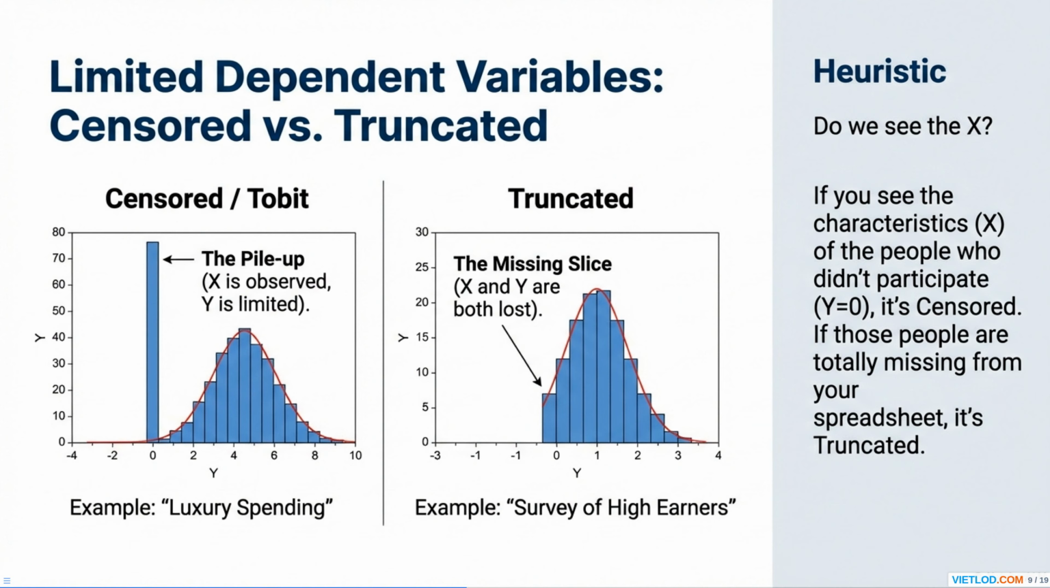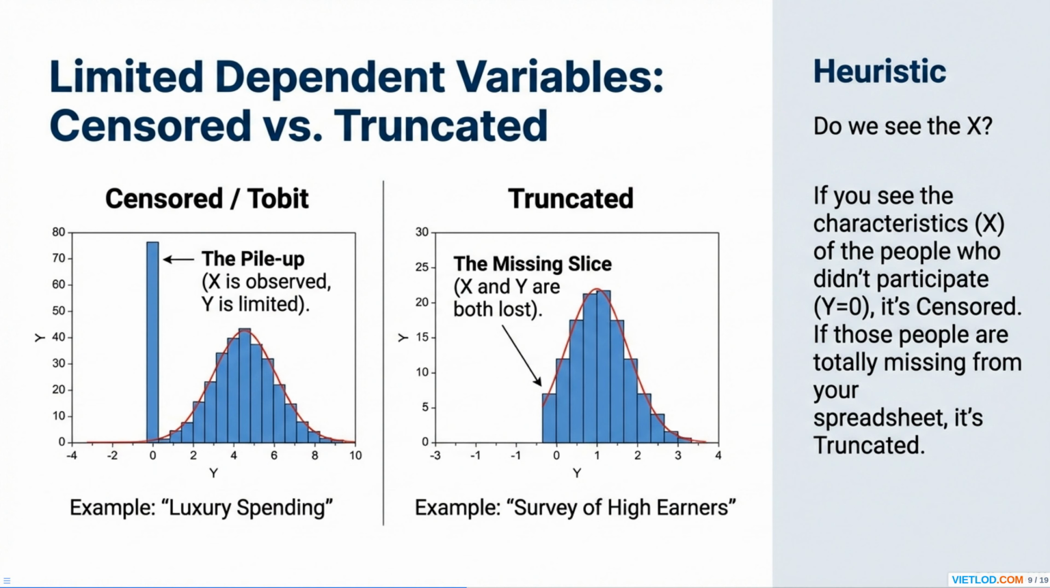We now turn to understanding limited dependent variables, and it's crucial to distinguish between censored and truncated data. With censored data, we observe the independent variables, or x, for all individuals. However, the dependent variable, y, is limited or constrained for some, often resulting in a noticeable pileup of observations at a specific limit, such as 0. For example, in a survey on luxury spending, we might observe everyone's income and demographics, but many individuals will report 0 spending, creating this pileup at y equals 0.